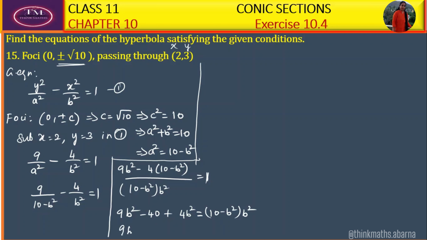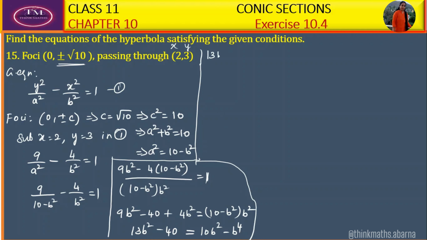So we have 9b square minus 40 plus 4b square. So 9b square plus 4b square is 13b square. So we can write it as 13b square minus 40. On the other side we have 10 into b square, 10b square minus b power 4. Okay, bringing everything to one side, we have 13b square minus 40 minus 10b square plus b power 4 equal to 0. So first writing b power 4. Next it is 13b square minus 10b square is 3b square minus 40 equal to 0.